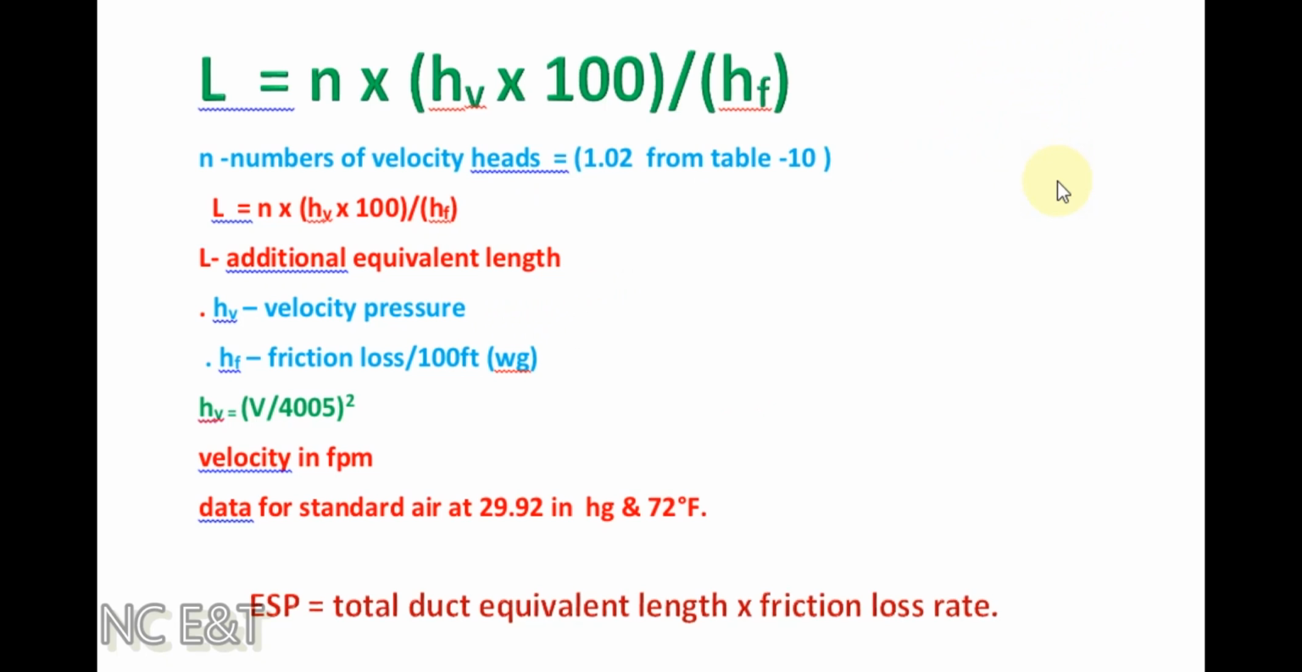Now we'll do our exercise with the help of McQuay duct calculator. As for the calculation of equivalent length for a transition piece, we need to calculate the velocity, pressure, friction loss rate and velocity in FPM. We will calculate all these things using McQuay duct calculator.